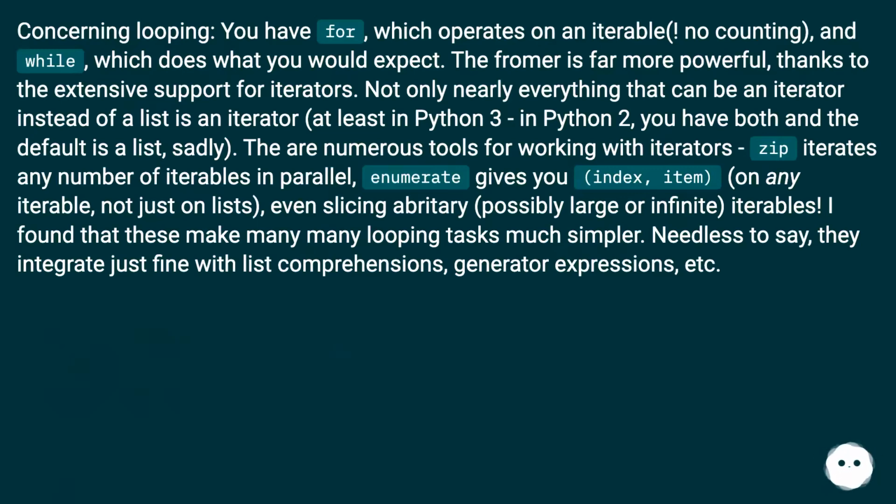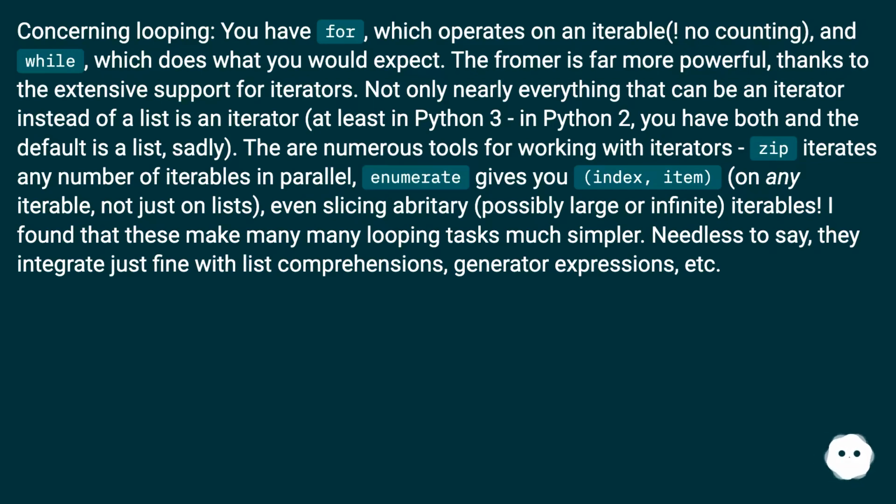Concerning looping, you have for, which operates on an iterable. No counting. And while, which does what you would expect. The for is far more powerful, thanks to the extensive support for iterators. Not only is nearly everything that can be an iterator instead of a list an iterator, at least in Python 3. In Python 2, you have both and the default is a list, sadly.